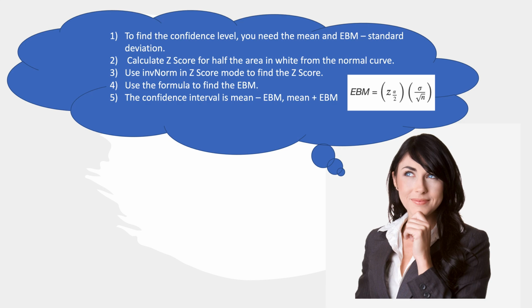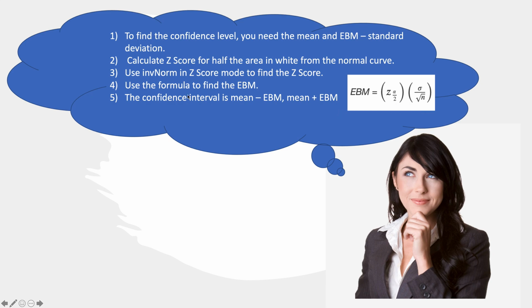And if, as suggested, you watched the previous video twice, and then you've come back and you've looked at this process: to find the confidence level, you need the mean and the EBM. Calculate the z-score for half the area in white from the normal curve, taking away the green area, that's the confidence level. Use inverse norm in z-score mode to find the z-score you're looking for. Use the formula to find the EBM. You get the formulas all the time. Use your formula for EBM. That is your z-score answer times the standard deviation divided by the square root.